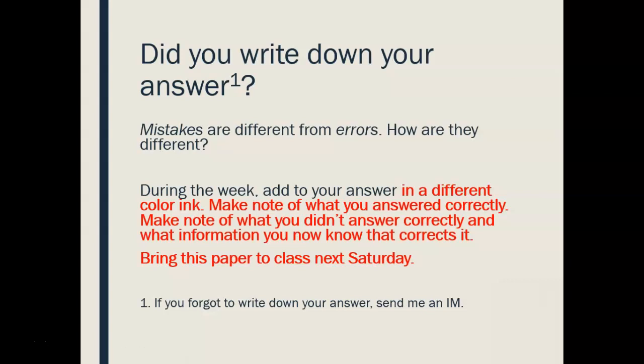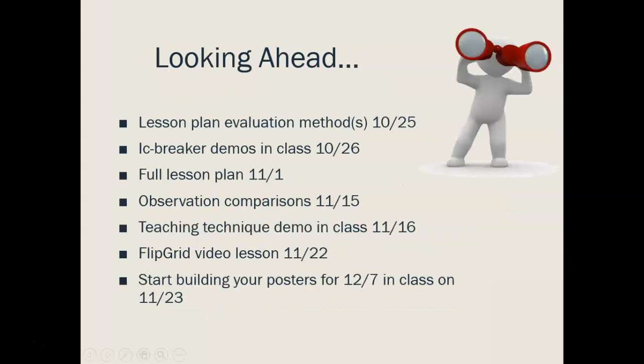Finally, did you write down your answer to the question that I asked? Mistakes are different from errors. How are they different? If you forgot to write it down, send me an internal message and I will send your answer to you. From now, for the rest of the week, I would like you to add to that answer, but add to it in a different color ink. Make note of what you got right, what ideas basically match what you learned this week, and make note of the ideas that maybe you had a misunderstanding. And not only that, identify the information you have learned that corrects it. And then bring this paper to class on Saturday.